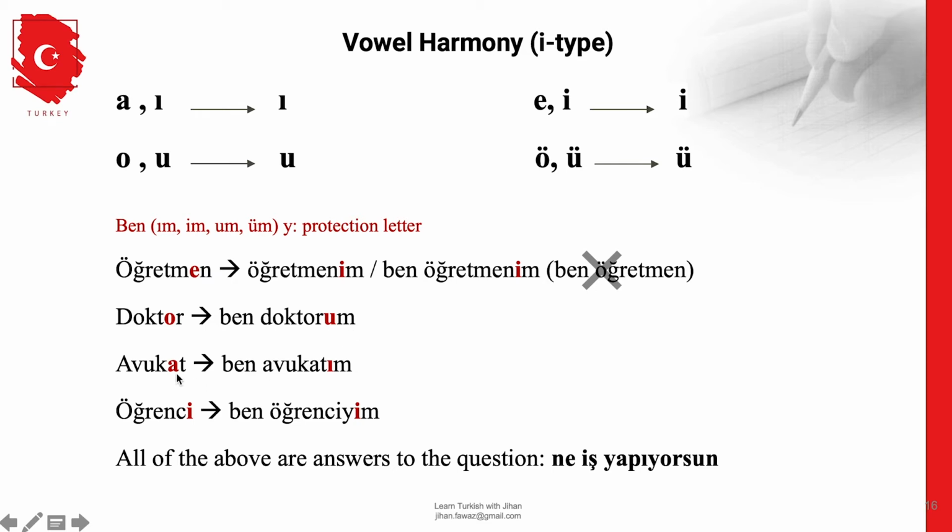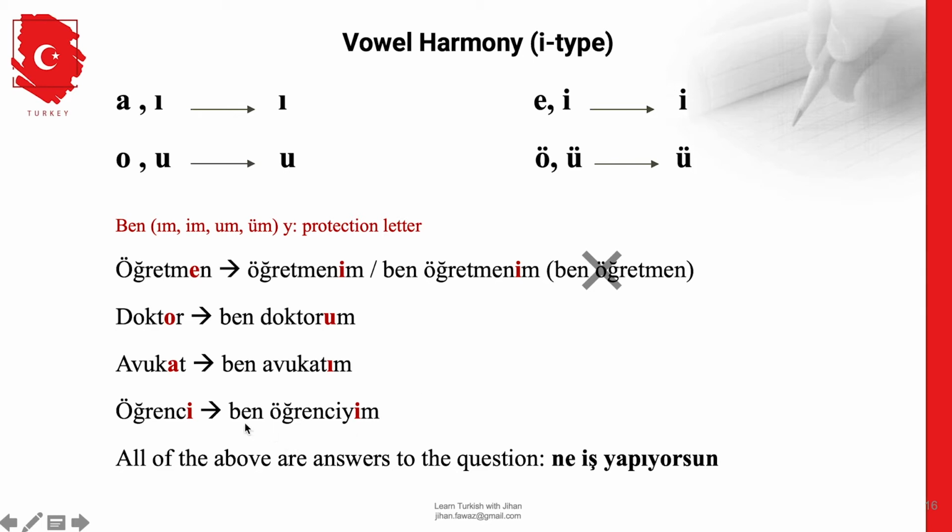Avukat means lawyer. The last letter is a. The last vowel in this word is a. So if I go back to the rule, it says I should use ı. So ben avukatım. Öğrenci means student. Now, the last vowel in this word is i. So if I go back to the rule, it says I should use i.